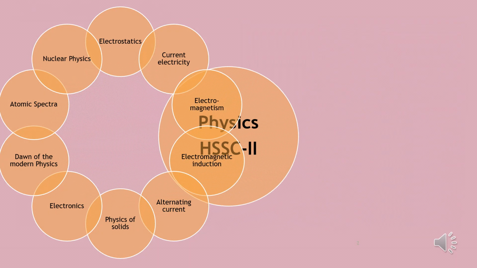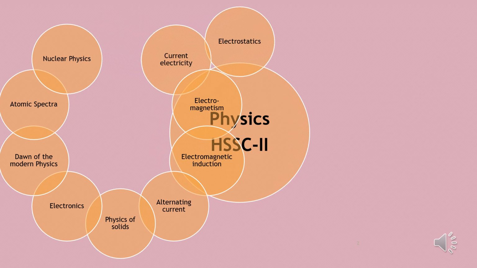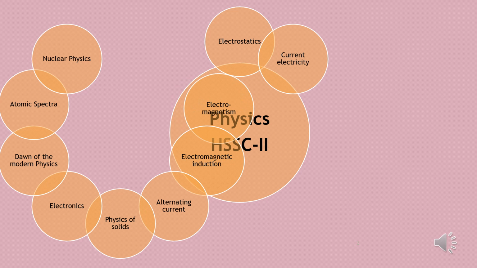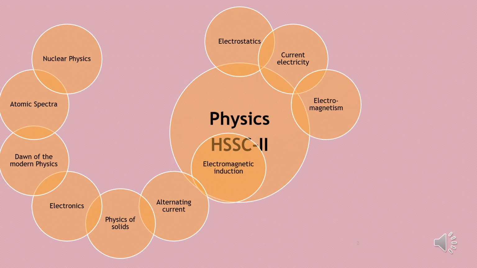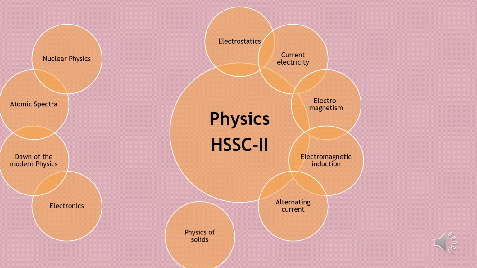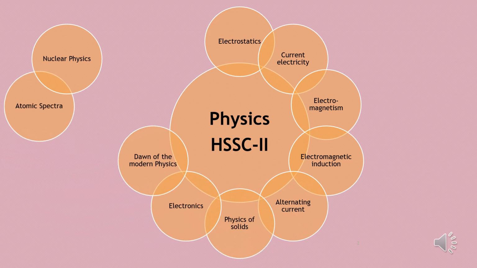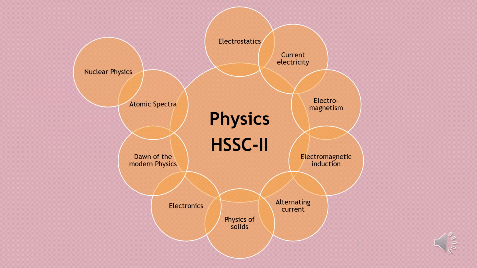In HSSC Part 2 Physics, we will discuss 10 chapters including electrostatics, current electricity, electromagnetism, electromagnetic induction, alternating current, physics of solids, electronics, dawn of the modern physics, atomic spectra, and nuclear physics.